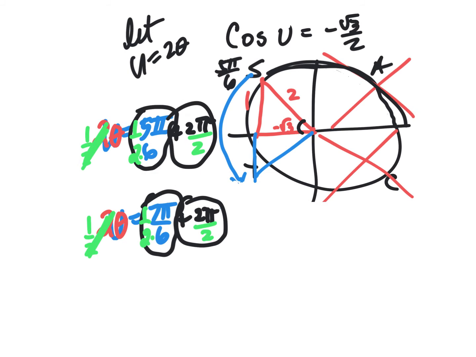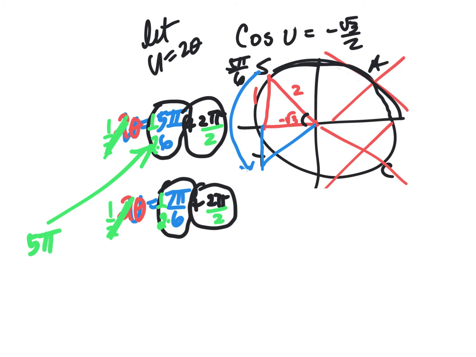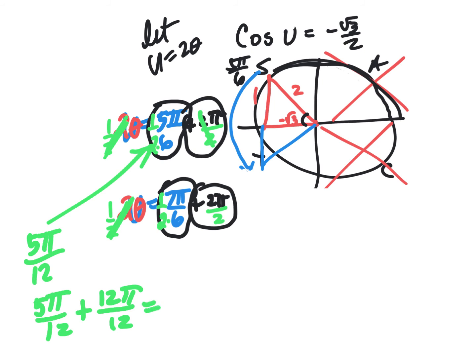So here are my answers. The first one's right there, and it is 5 pi over 12. The second one, I'm going to add 2 pi over 2, which does cancel and just becomes pi. So my next answer is 5 pi over 12 plus pi. But I'm going to be smarter than that and say 12 pi over 12. That's the same thing as pi, but now it's got a common denominator. So my second answer, 17 pi over 12.